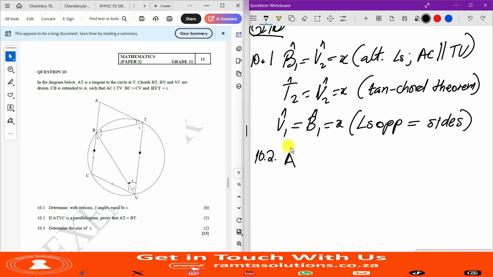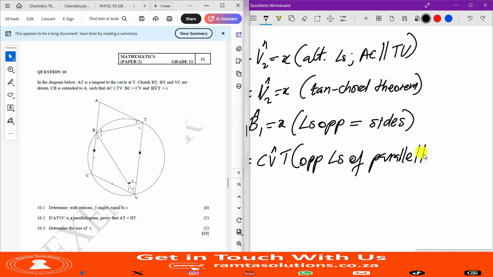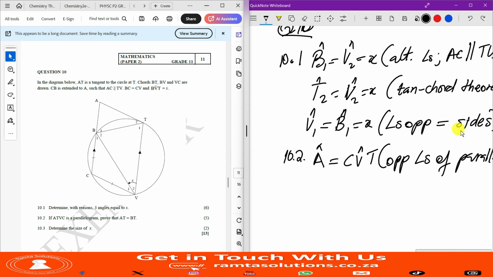Angle A. Okay, angle A is equal to, hear me out. Angle A is equal to what? Angle A is equal to angle, let me call it CVT, angle CVT. Why? These are opposite angles of a parallelogram. Okay, these are opposite angles of a parallelogram.